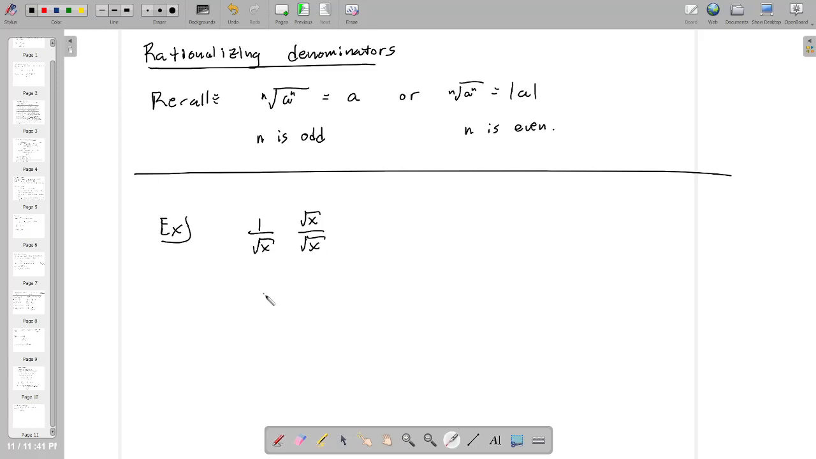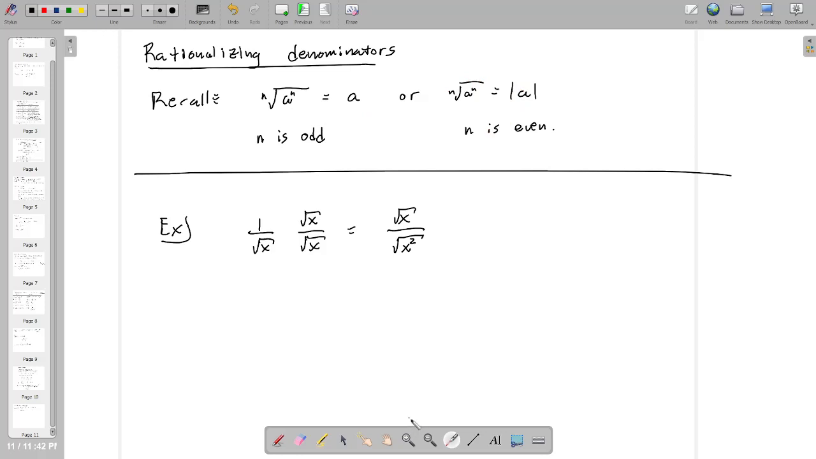And when we do this, remember the index is 2, and right now our exponent is 1. So we have an index of 2 and an exponent of 1. But when we multiply these straight across, we get the square root of x divided by the square root of x squared. Now we have an exponent of 2 and an index of 2. And these two will cancel using this particular property.